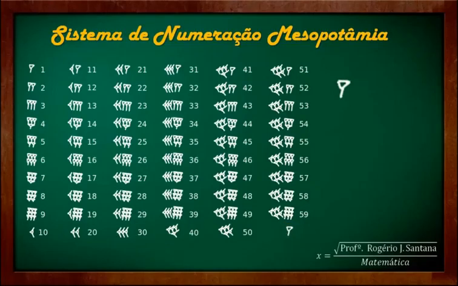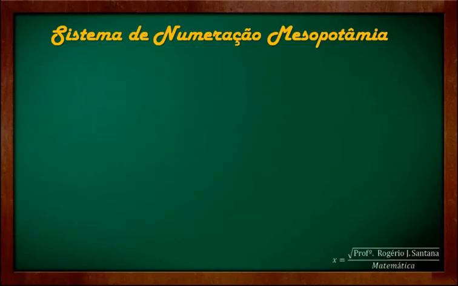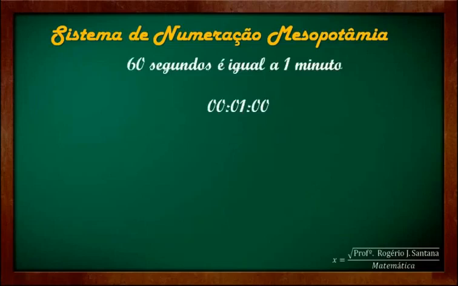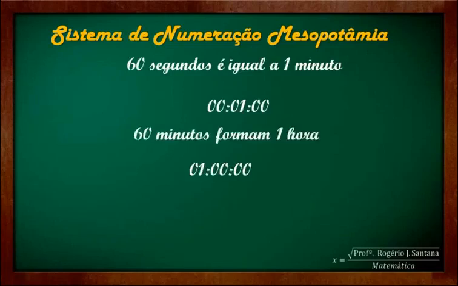When this symbol appeared alone, it could represent either the number 1 or the number 60. Drawing the number 1 twice could represent the number 2 or else the number 61. What differentiates is the distance between the symbols. We still use this system when talking about hours or degrees. 60 seconds equals 1 minute. 60 minutes makes 1 hour.